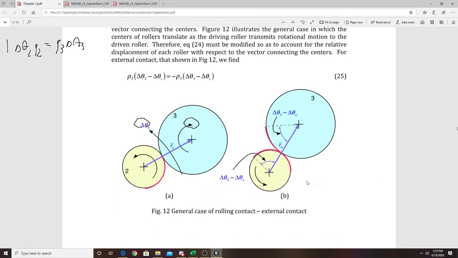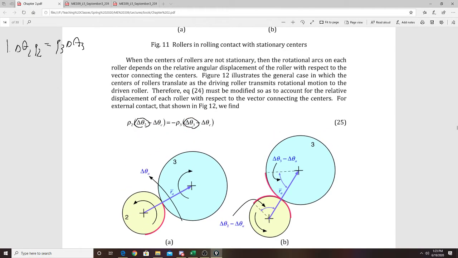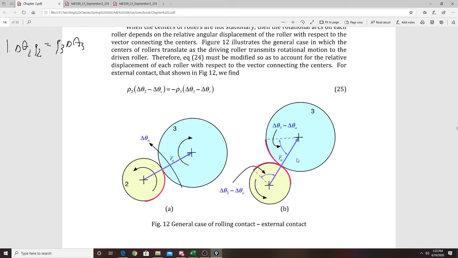So right here, if you look at this picture, you will see that this is the vector connecting them, right? So I think we can all see that. So the vector connecting them is this part. It is R sub A, right? R sub A is the vector connecting both the centers of the two rollers.